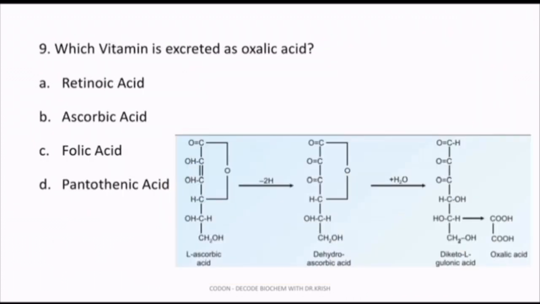Which vitamin is excreted as oxalic acid? Vitamin C is the answer, or ascorbic acid. The major end product of ascorbic acid metabolism is oxalic acid, and that is why increased intake of vitamin C can lead to calcium oxalate stone formation, and it can result in renal calculi.